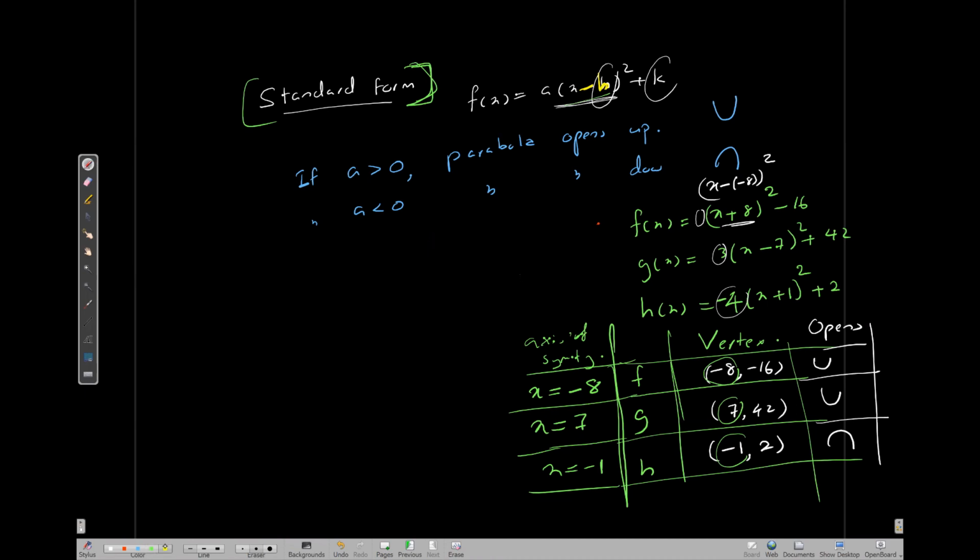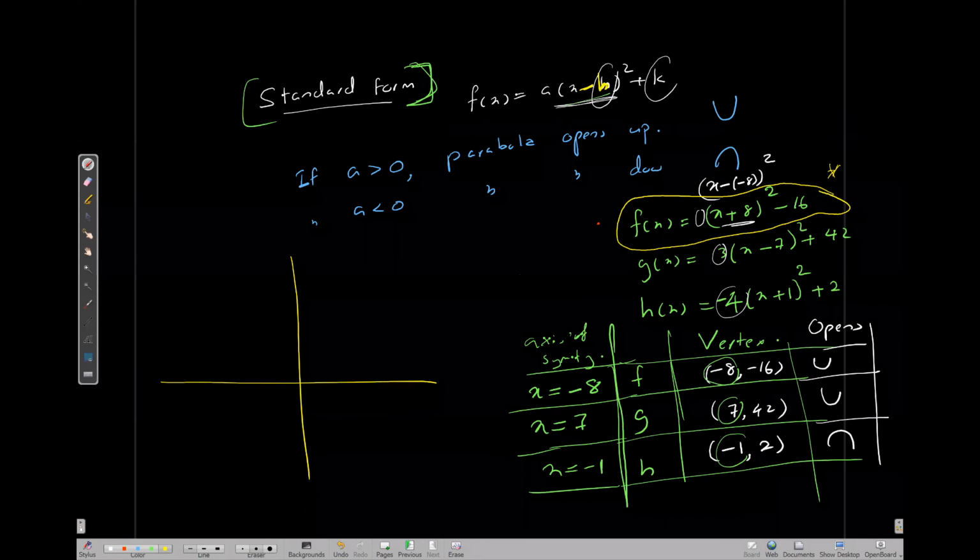Now, for example, the first one, let me draw the first one. If the function is given in this form, or if you can convert, believe me, you can convert any given quadratic function into this form. We will learn that later. But if it is given in this form, it's really easy to draw it, because you already know. Now let's actually draw it.